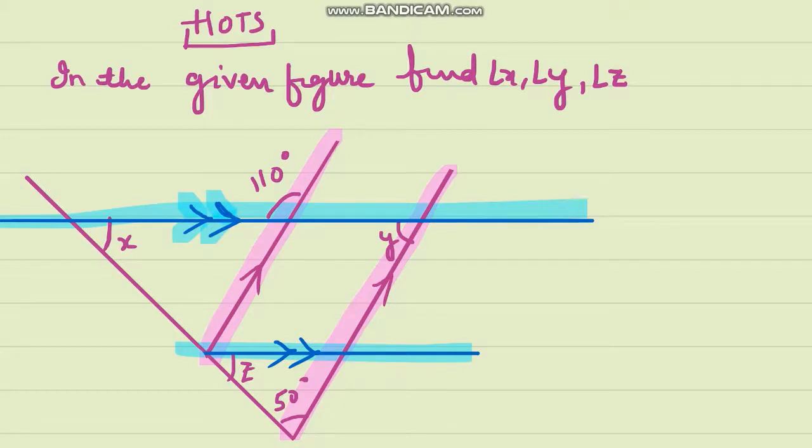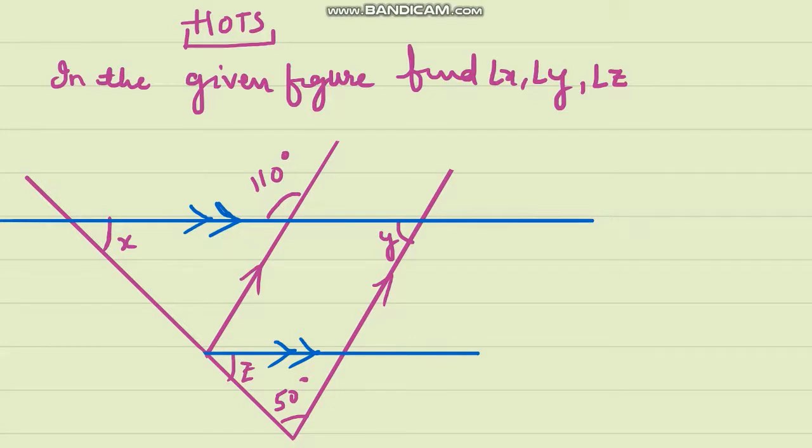See here, we have already located these two lines are parallel and these two lines are parallel. And we have to find angle x, angle y and angle z. This angle is 110 and this angle is 50. This is what we are provided with. Now using these things, whatever we have got, we have to see how we can connect the points.